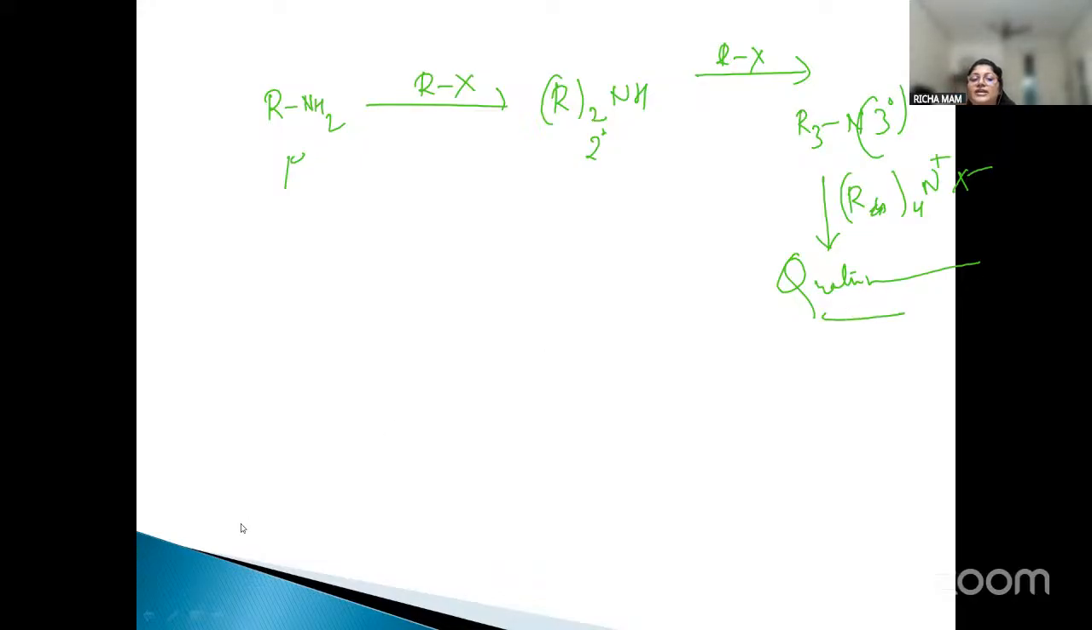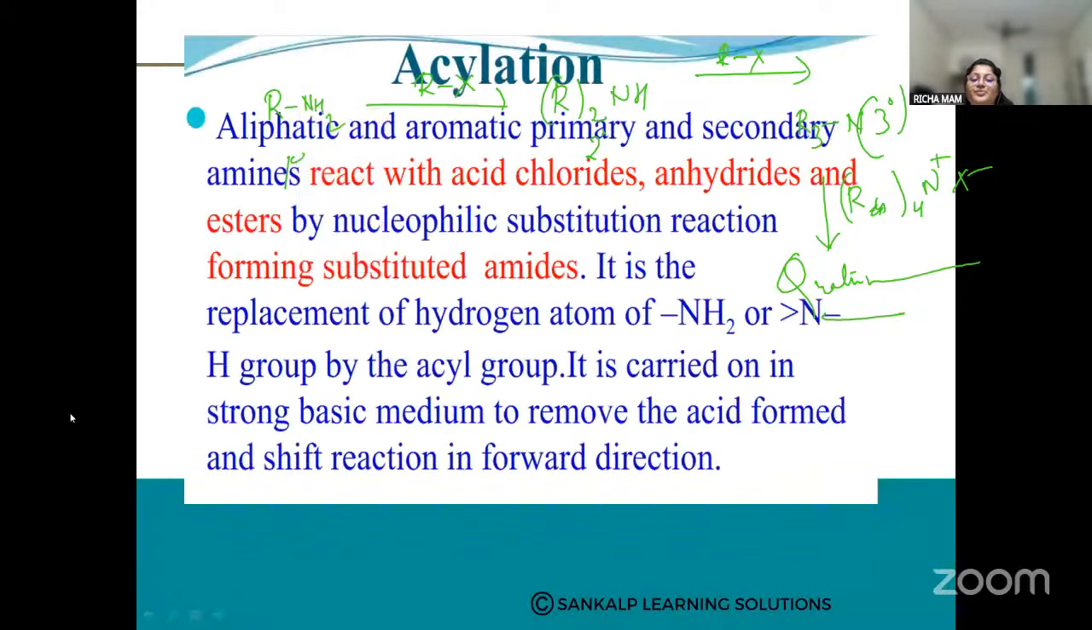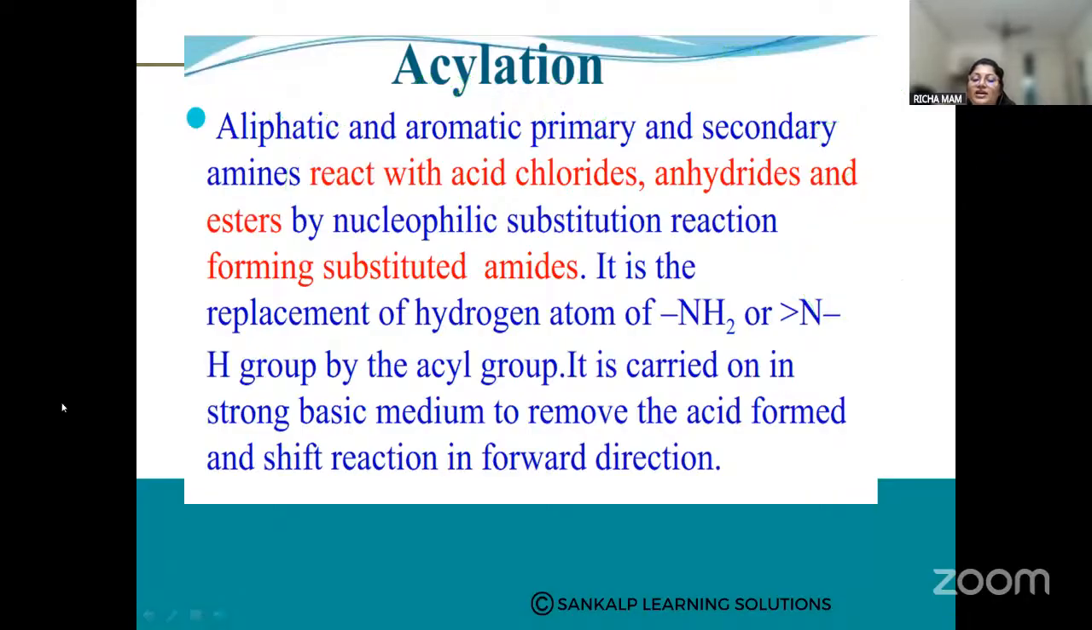Let us go for acylation. So acylation is what? Primary and secondary amines are treated with acid chlorides. I hope you know what an acid chloride is now, and esters also. And what happens? The hydrogen atom of this NH2 is replaced by the acyl group, and it forms N-substituted amines, amides. So this reaction is called acylation. This is called as what? Acylation.